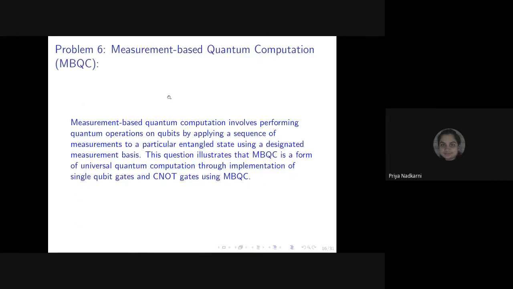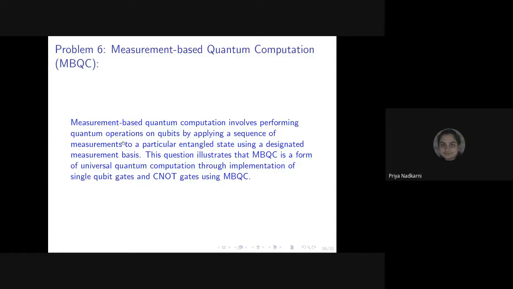So the next question is based on measurement-based quantum computation. All of us are aware of the circuit-based quantum computation, where we have the inputs and then we apply gates on them, and then we obtain the outputs, and that's how we perform quantum computation. But there's one more way of performing quantum computation, and that's called measurement-based quantum computation. Measurement-based quantum computation involves performing quantum operations on qubits by applying a sequence of measurements to a particular entangled state using a designated measurement basis. And this form of quantum computation is also universal, and that is what we'll be showing through this particular problem.